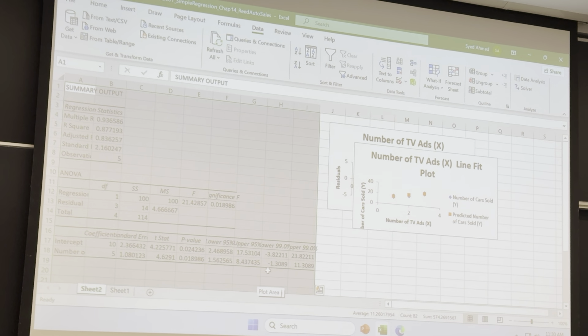But the thing which you see over here is, if you want to be 99% confident, then the interval goes from minus 1.3089 to 11.3089. And that shows you a problem, okay? The more confident you want to be, the wider the interval is going to be. So at 95% confidence, we are saying that the population slope is not equal to 0. But at 99% confidence, we cannot say that. You guys are okay with that?